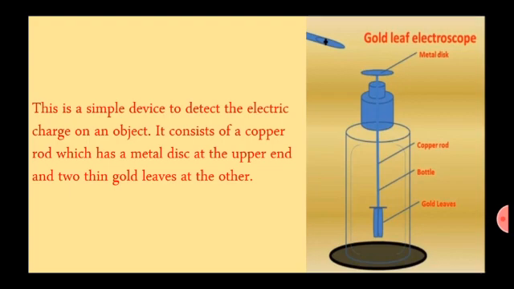When an uncharged object is taken near the disc, the leaves remain closed. When a charged object is taken near the disc, both the leaves are charged by the same electric charge and repel each other, that is, move away from each other or open up. When we touch the disc with our hand, the leaves collapse because the charge in the leaves goes into the earth through our body and the leaves get discharged.